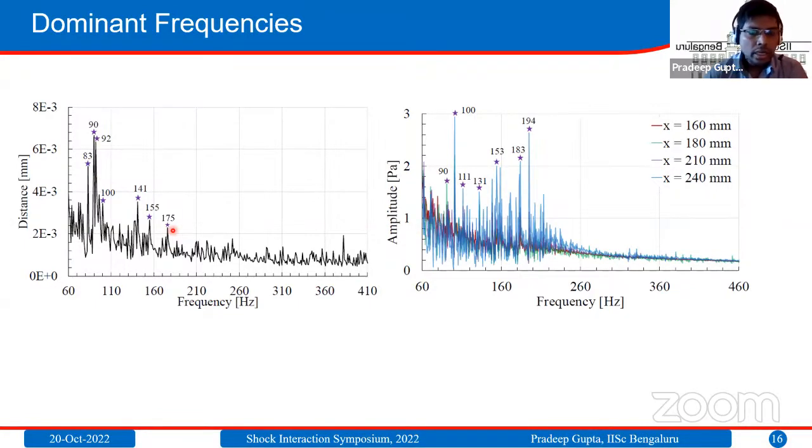We also did the dynamic pressure measurement. We performed the FFT on the dynamic pressure measurement for the 4 different sensors in the diffuser at 160, 180, 210, and 240 mm. With these, we also see that the dominant frequencies lie between 90 and 194 Hz. The frequency ranges from the Schlieren method and pressure measurement are almost similar.